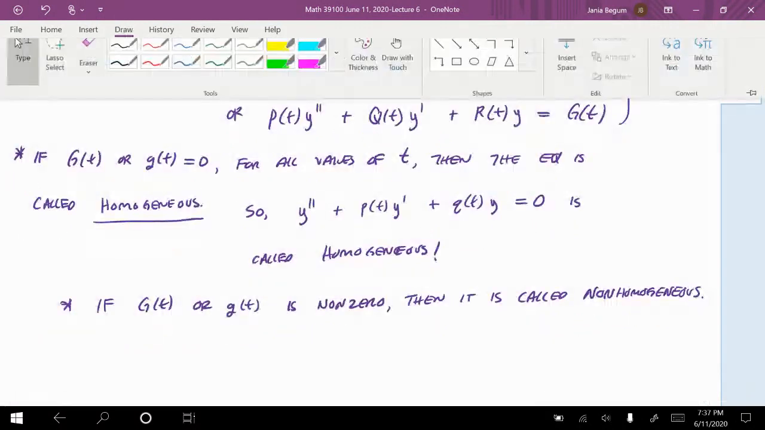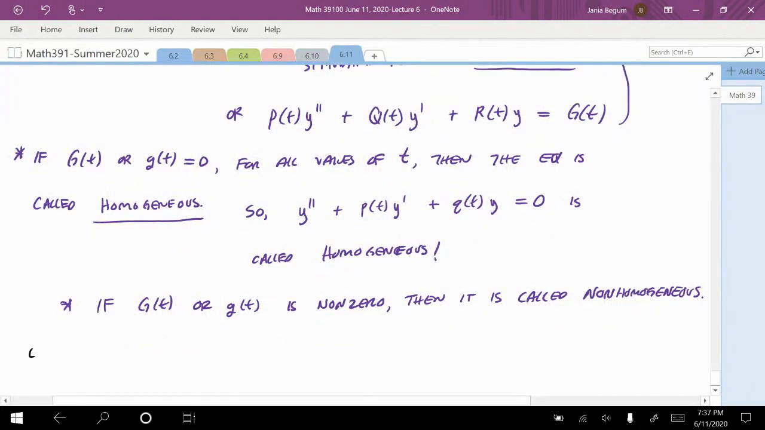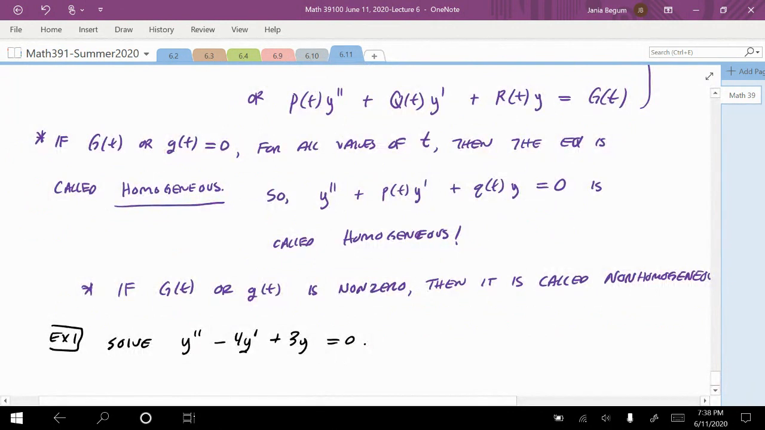So here's an example. I'll show you how to solve it maybe next time, but something to think about. How would you solve something like this? y double prime minus 4y prime plus 3y equals 0. Okay, so this is a second order linear differential equation with constant coefficients, homogeneous, right? Because the right side is 0, and your coefficients for y, y prime, y double prime, they're all constant, okay? So we're going to take over from here next class.